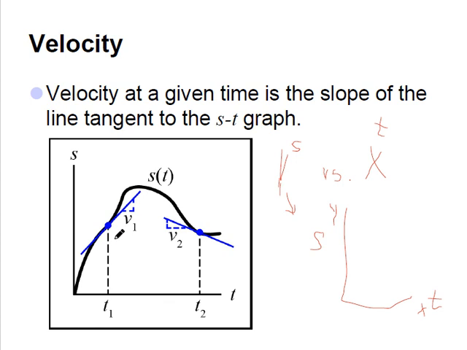So this tangent line slope is going to tell you your instantaneous velocity at that moment. The moment is t1 for v1, and the instantaneous moment t2 for v2. At t1, the slope of the tangent line gives you v1. At t2, the tangent slope gives you v2.